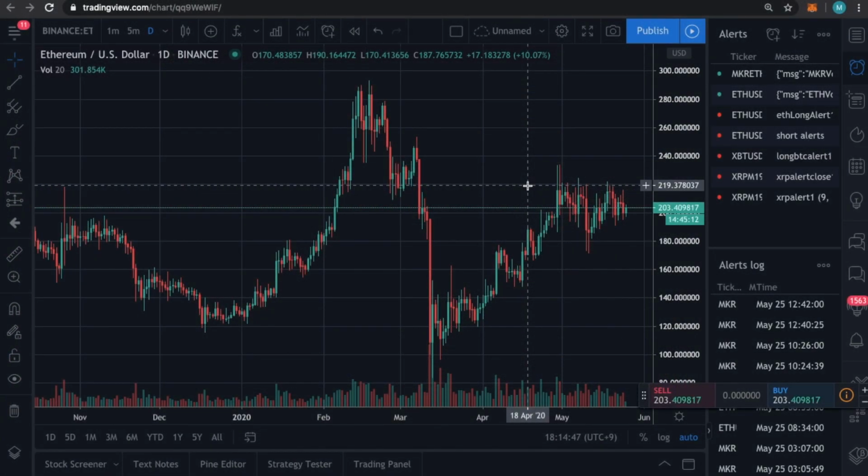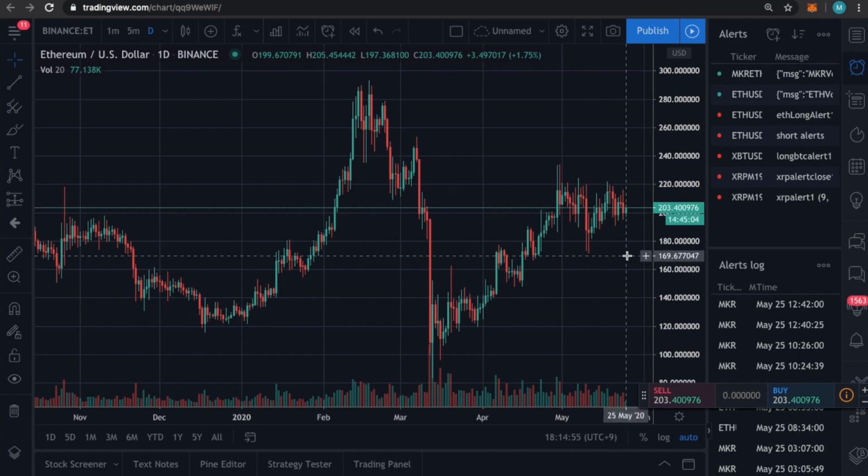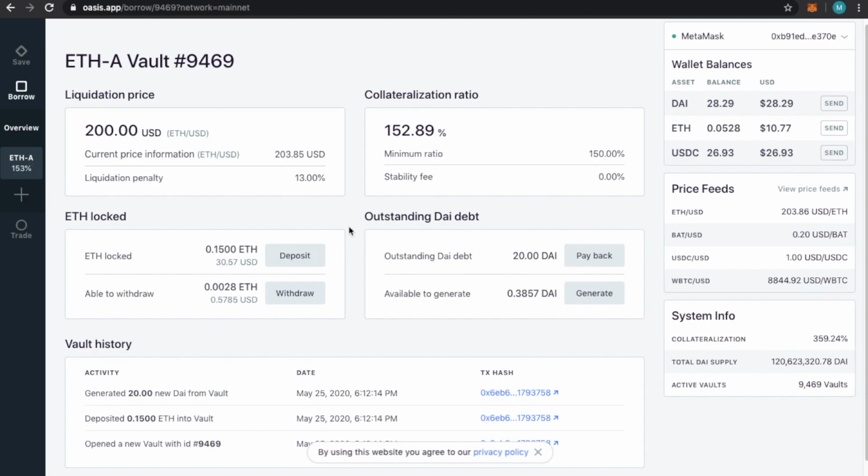All right, in this video, we're going to talk about how interest rates work on the Ethereum blockchain. Right now, I have the price chart pulled up for Ethereum to USD. Currently, it is sitting at about $203. And I have a CDP here open that is using a collateralization ratio of 152%. And I have created 20 DAI a few moments ago. And if the price drops below 200 USD, then someone will go and actually purchase my collateral at a discount.